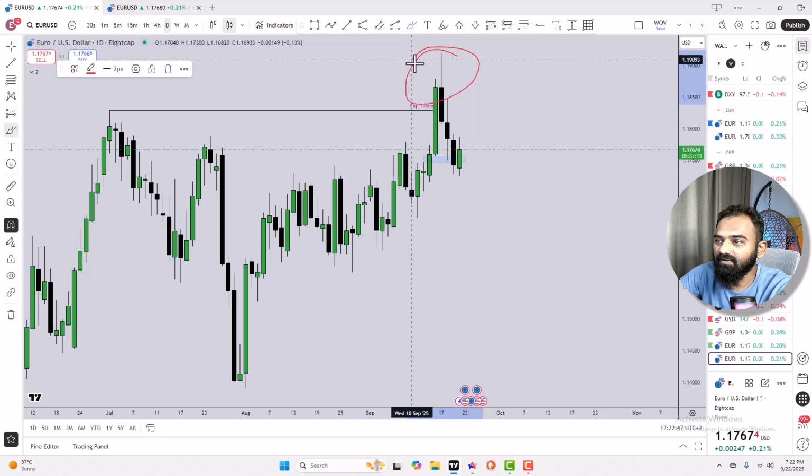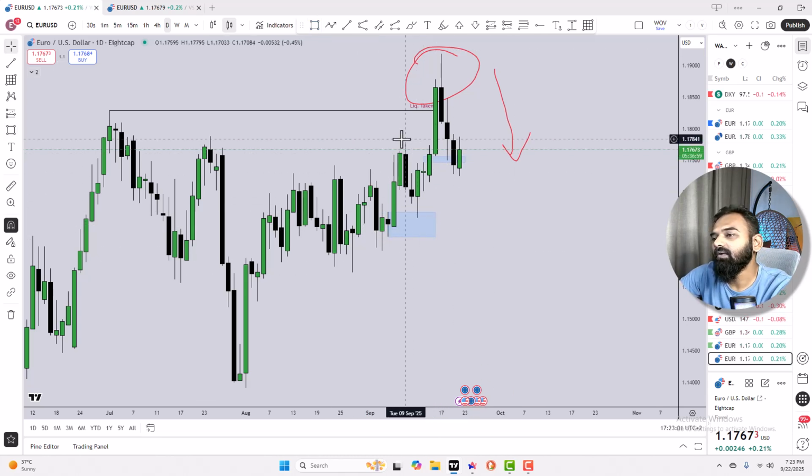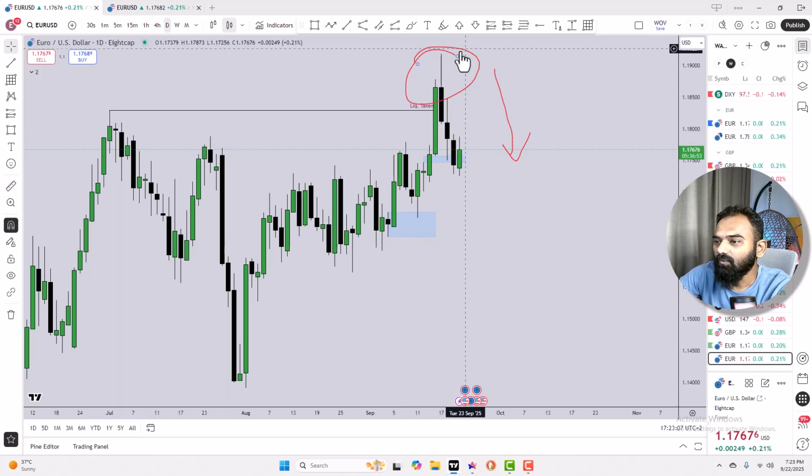EURUSD has taken external liquidity and now it is going back towards inside of the range, and our dealing range is from this particular wick because it has taken mitigation from this particular order block, went up, taken out this and these highs. So a lot of liquidity has been taken out.